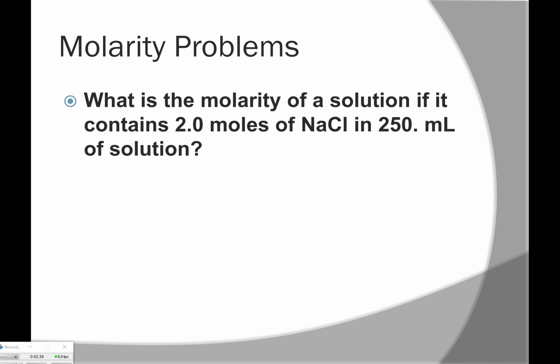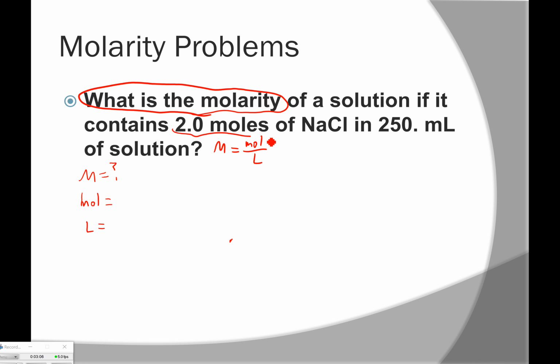What is the molarity of a solution if it contains 2.0 moles of NaCl in 250 milliliters of solution? Well, we know that molarity equals moles per liter. Now we're looking for the molarity. So molarity we don't know, which means we should be able to find the number of moles and we should have the amount of liters. We know it contains 2 moles of NaCl, so we can use that right there. And that's going to be dissolved into 250 milliliters of solution.